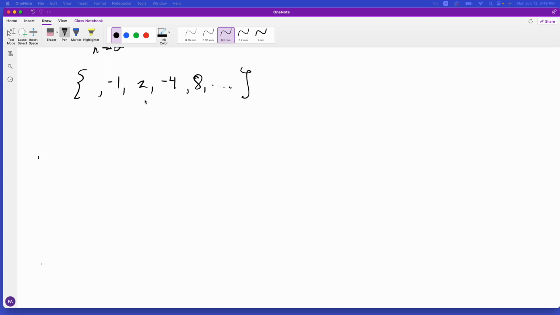There are two big pieces that are happening here. One of which is that it's alternating between positive and negatives. So this would be what we'd call an alternating sequence, okay? Because it quite literally changes sign. It alternates signs from -1 to 2 to -4 to 8, and it would continue that trend, okay?